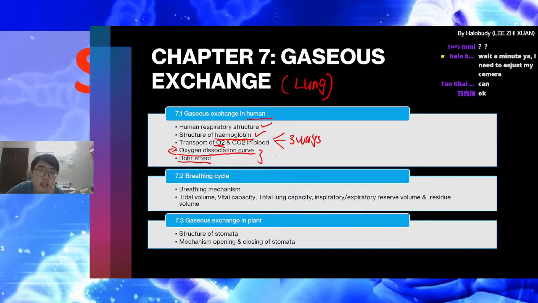So this curve actually is a relationship between the partial pressure of carbon dioxide and pH level. It is the relationship between these two. Partial pressure of carbon dioxide and pH level, they are a curve, their relationship. Okay. So this is the first topic, gaseous exchange in human.